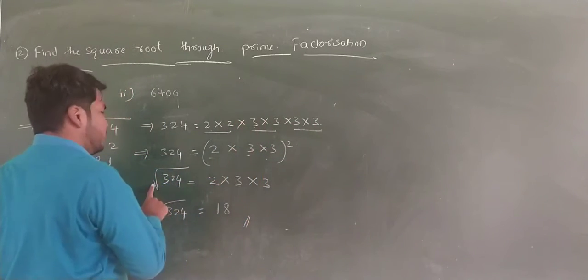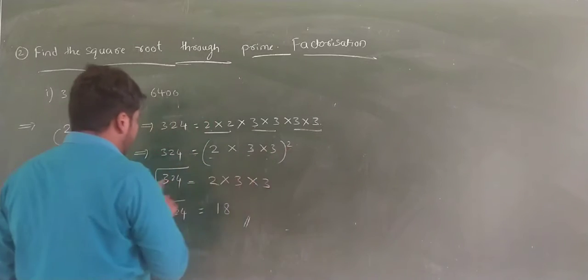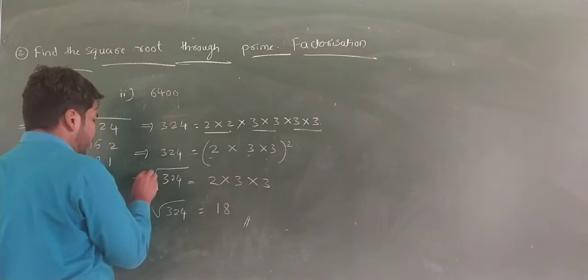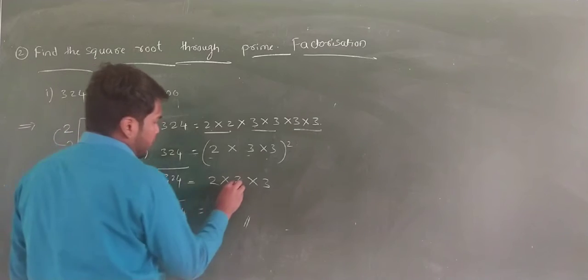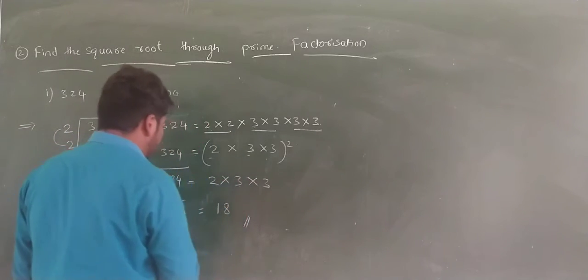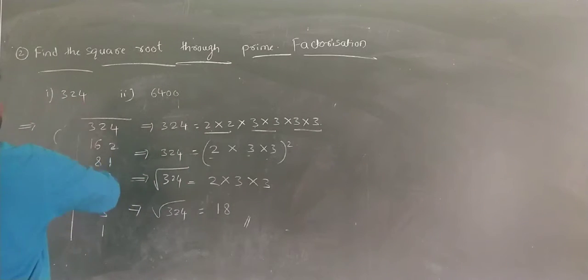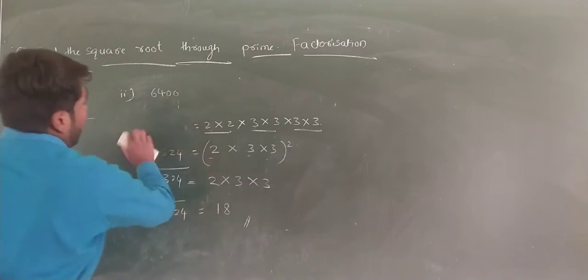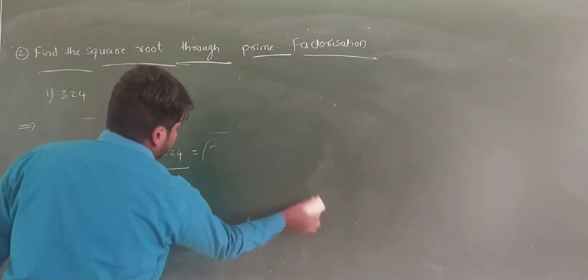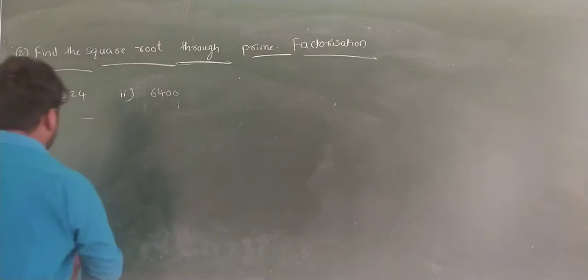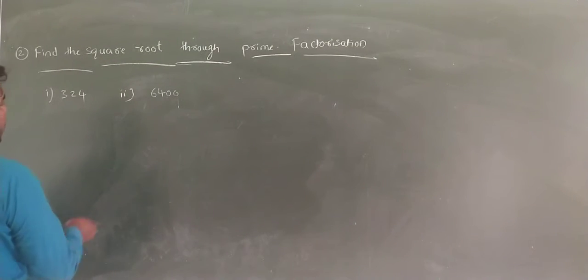So just make this the root, remove the square and put a root. Okay, after putting the root you have 3 2s are 6, 6 3s are 18. So the root of 324 is 18. Okay, I hope you understood this example. One more example I am going to solve, that is 6400.